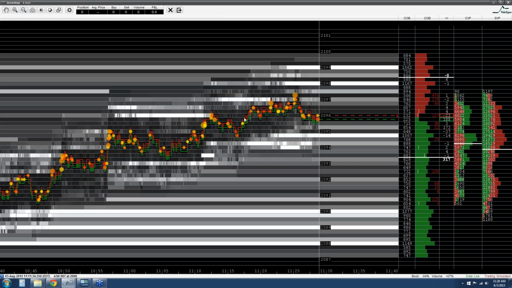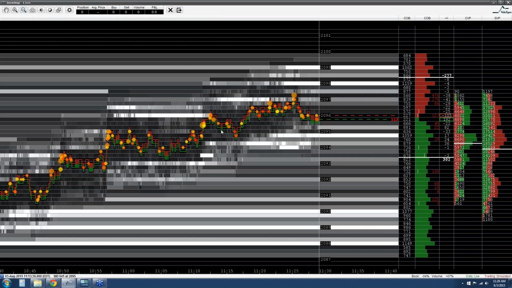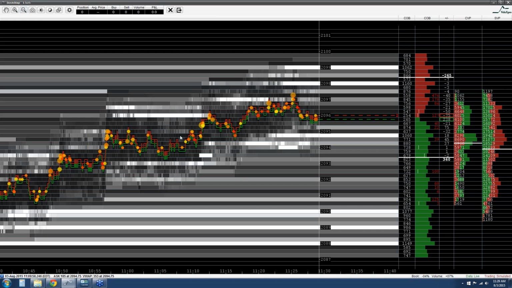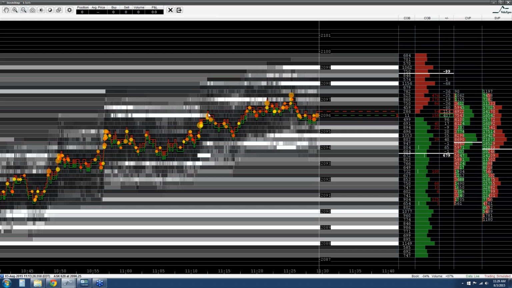Okay, well, we continue to creep upward. Looking back at that area right here, back to the scene of the crime, we saw exhaustion here. We noted that. We also noted it here and here. We fell back down into this little area here, which would be like a little point of control, I would imagine, for this little cluster of activity here. And you can see the reaction. So it did not accept, and we traded up above.